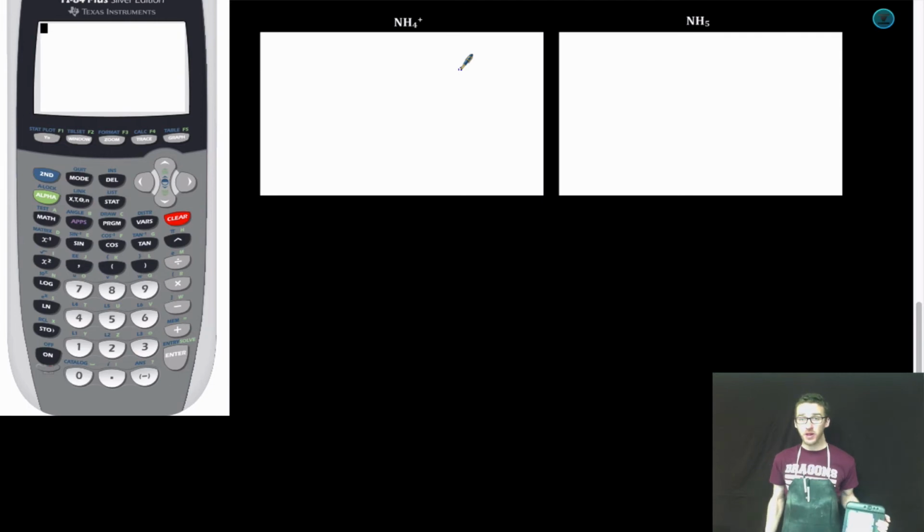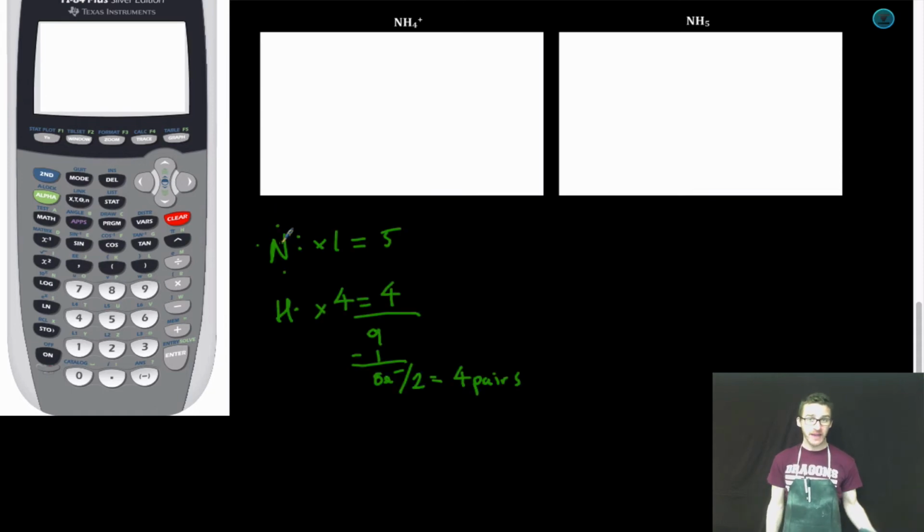Alright, NH4+, definitely possible. The ammonium ion. First, let's calculate total number of pairs of valence electrons we have to work with. Don't forget, because this is a positive ion, you have to subtract the number of electrons equal to the charge in that ion, which gives us 8 total valence electrons to work with, or 4 pairs.